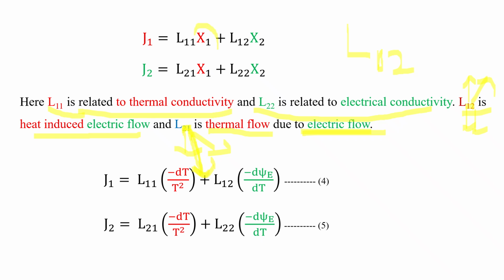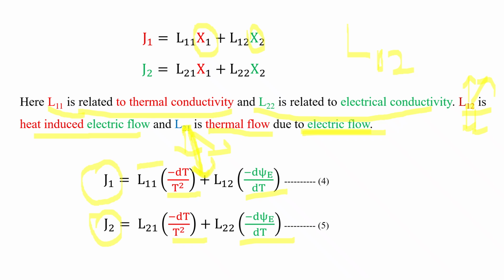We can get the x1 value and x2 value from the previous slides. Here we are substituting the x1 and x2 values, and we are getting equations 4 and 5. So here we got the phenomenological equation. The J1 will be representing the heat flow, and J2 represents the electrical flow.